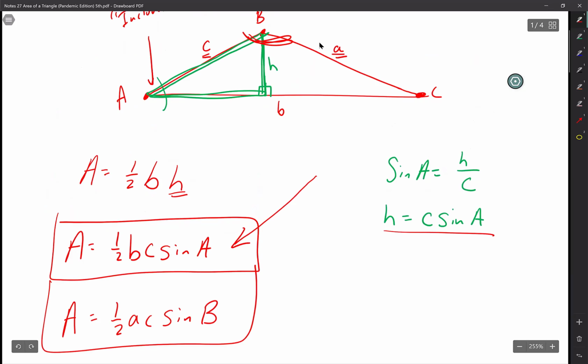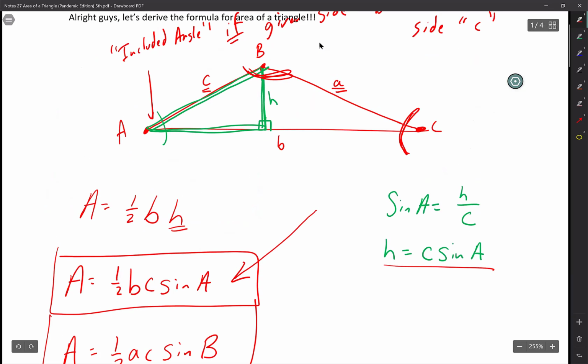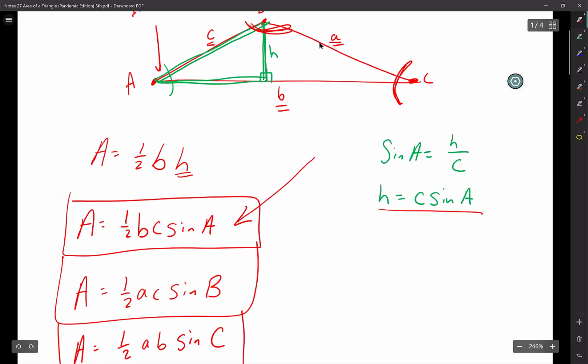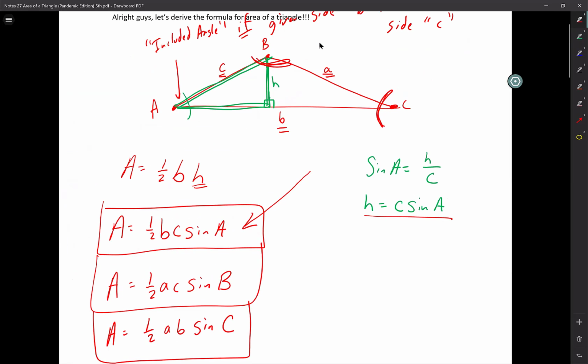And if I want to use angle C, then the sides that I must have are little a and little b. So area equals 1/2 AB sine C. All three of those will give you the area of this triangle. And you can use all three of those to get the law of sines, but we're not going there, guys.